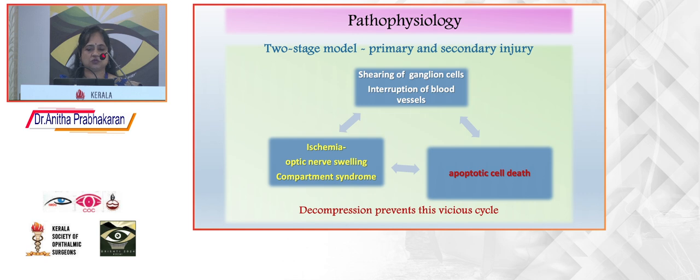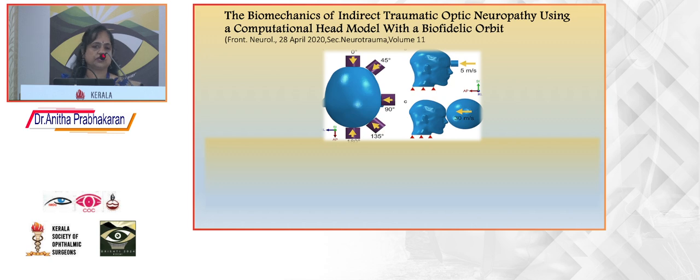So that's a two-stage model theory, where first, what happens is a shearing of the ganglion cells and interruption of the blood vessels. And that causes ischemia and optic nerve swelling, which leads on to a compartment syndrome. And this pressure effect will cause apoptosis, which will continue as a vicious cycle. So that is where the role of decompression comes in.